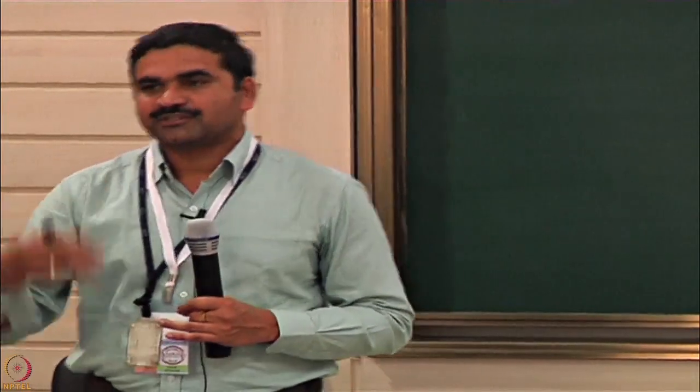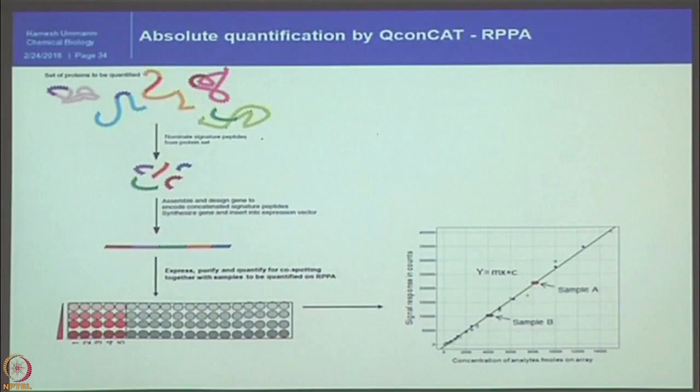Also you might have seen that I am always talking about qualitative analysis. Now mass spectrometry has evolved to a much higher level, where it can even perform absolute quantification, even the number of copies of proteins present per cell. So to some extent RPPA is also useful to make absolute quantification of proteins. This is the QConCAT approach, that means quantitative concatemer approach, that's why it is called like this.